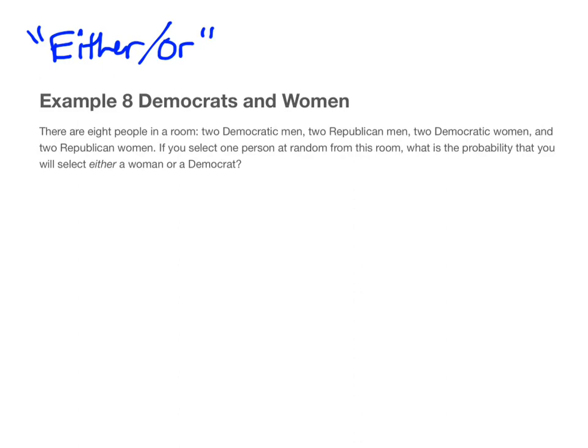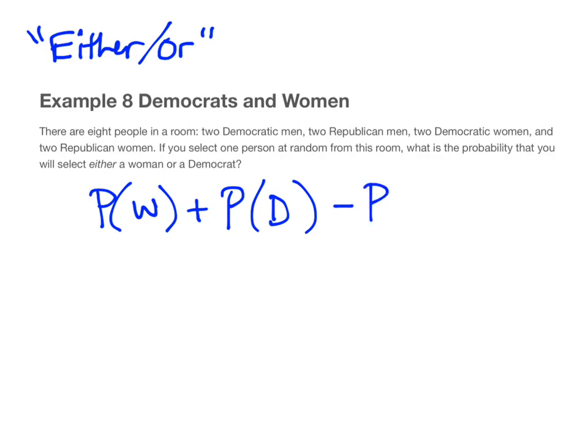Here's an example. There are 8 people in a room: 2 Democratic men, 2 Republican men, 2 Democratic women, and 2 Republican women. If you select one person at random from this room, what is the probability that you will select either a woman or a Democrat? What we want to do is find the probability of selecting a woman, the probability of selecting a Democrat, add those, and then subtract the probability of choosing a person who is both a woman and a Democrat.